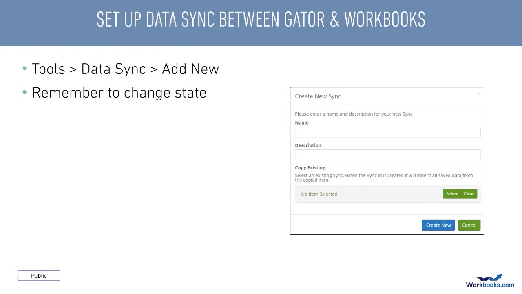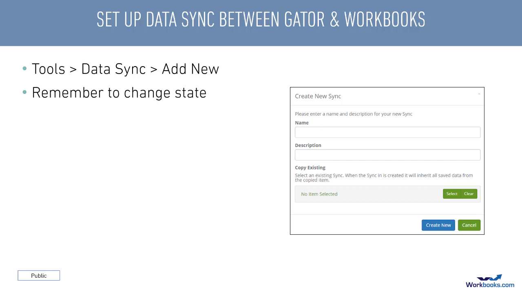Now that we've got the report and the mailing list set up in Workbooks, you need to set up the data sync itself, and that automatically creates a group in Gator which is joined with the mailing list you created in Workbooks. It's quite an easy process to set up, but do remember to give your data sync the same name as your Workbooks mailing list. This will create the Gator group with that same name, although it is prefixed with the words sync group for. You also need to activate the sync by changing the state to enabled, otherwise it won't work.